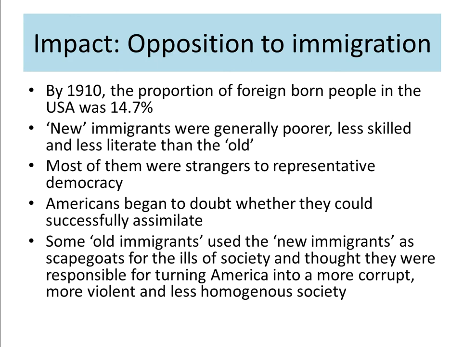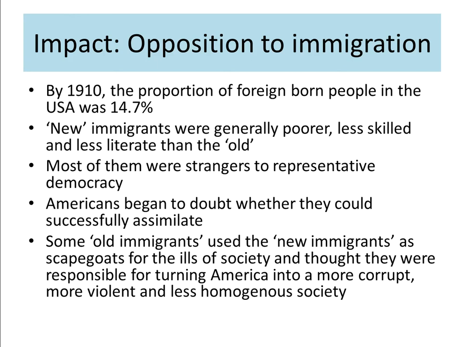A lot of these people were easily the targets of scorn. They were poor, less skilled, and less literate than the old stock Americans. Many of them didn't really like democracy. America is founded on this idea of democracy, and many of them are strangers to it. They don't vote, or they vote in weird ways, or they vote against their self-interests. They sell their votes to the party bosses. And Americans start to doubt whether they could successfully assimilate, whether or not there was something called too much immigration.